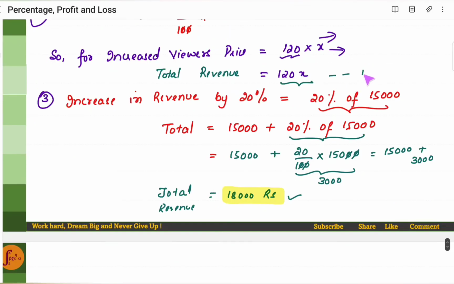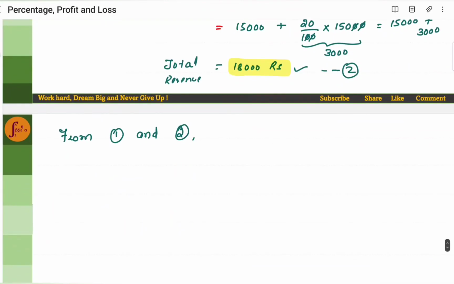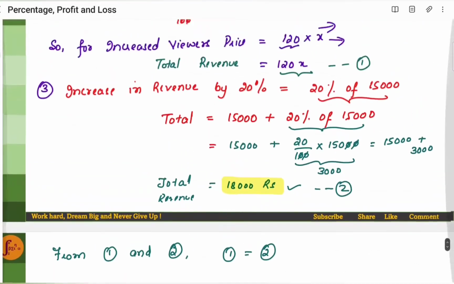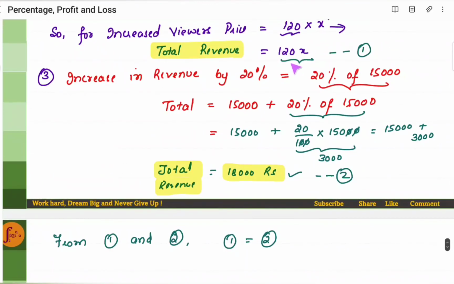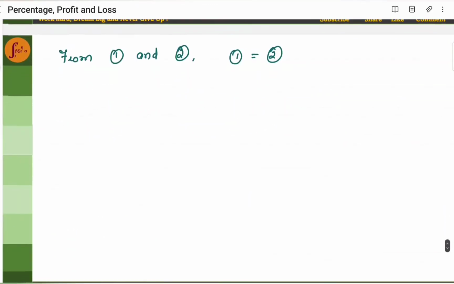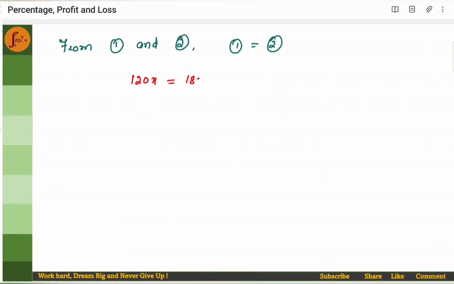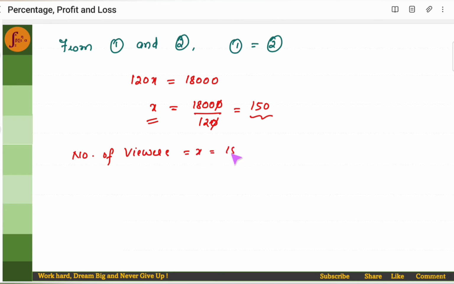I can call this 1, this 2. From 1 and 2, I can say equation 1 is equal to equation 2. So this and this need to be the same, which means 120X should be equal to 18,000 rupees, which means X is equal to 18,000 by 120, which is nothing but 150. So the number of viewers X is equal to 150.